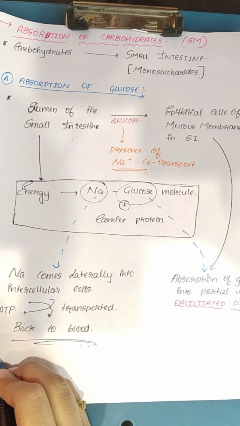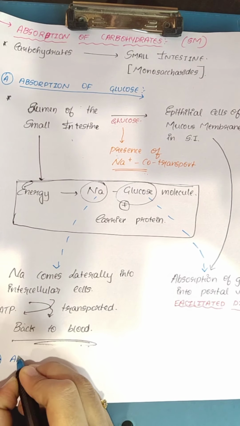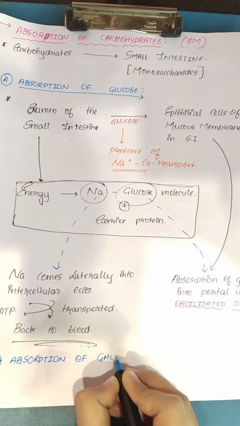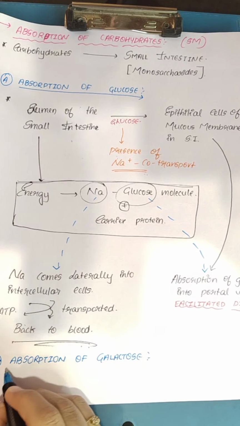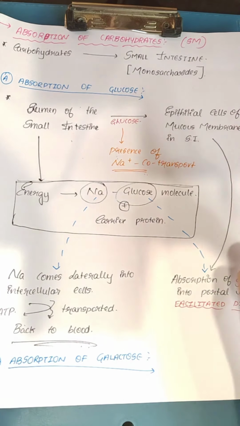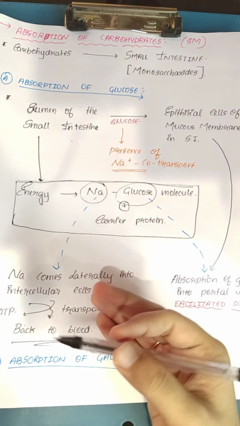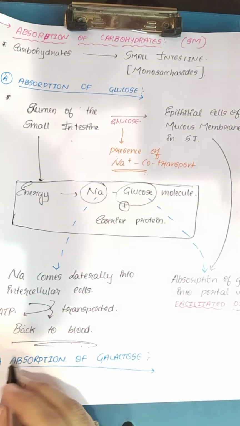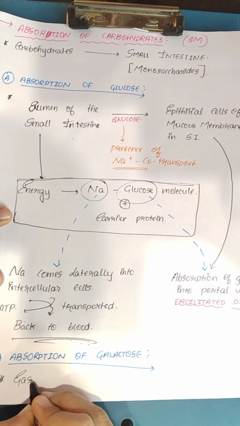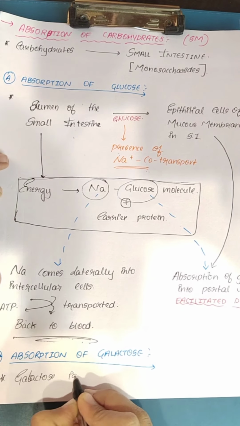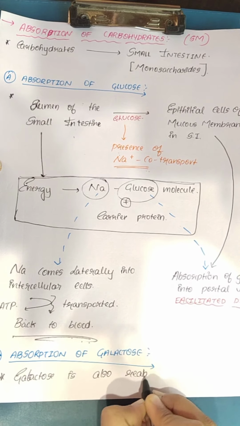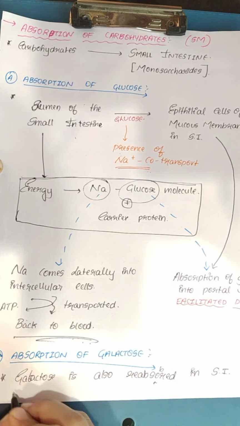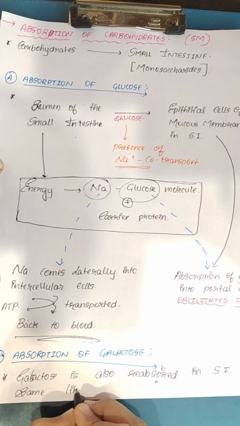Further moving on to the absorption of galactose. The galactose is absorbed from the small intestine with the same mechanism as glucose. How is glucose absorbed? Just replace it by galactose. The galactose is also absorbed in the small intestine, same like glucose.